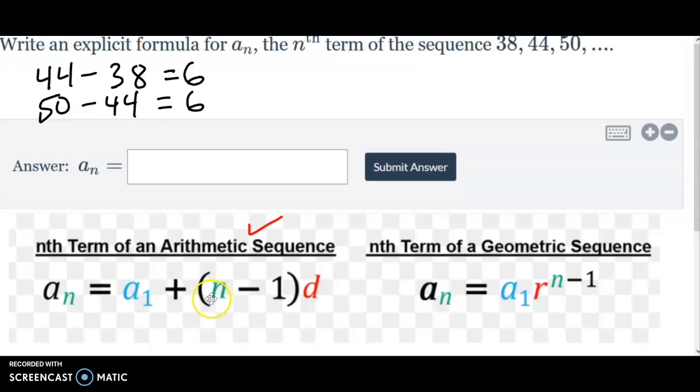All right, so the next thing we'll do is just plug in everything except for the n into the arithmetic sequence formula. Okay, so I plugged in the 38, which is the first term, and the 6, which is the common difference. And you see that here, 38 here and 6 here.